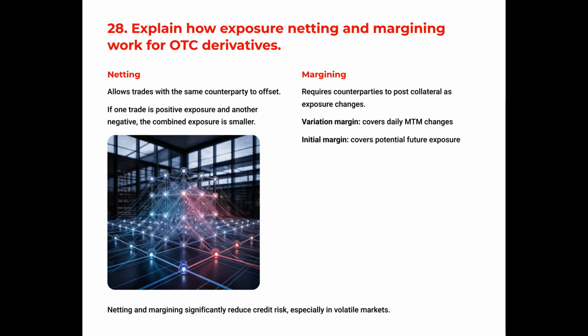Explain how exposure netting and margining work for OTC derivatives. Netting allows trades with the same counterparty to offset. If one trade is positive exposure and another negative, the combined exposure is smaller. Margining requires counterparties to post collateral as exposure changes. Variation margin covers daily MTM changes. Initial margin covers potential future exposure. Netting and margining significantly reduce credit risk, especially in volatile markets.